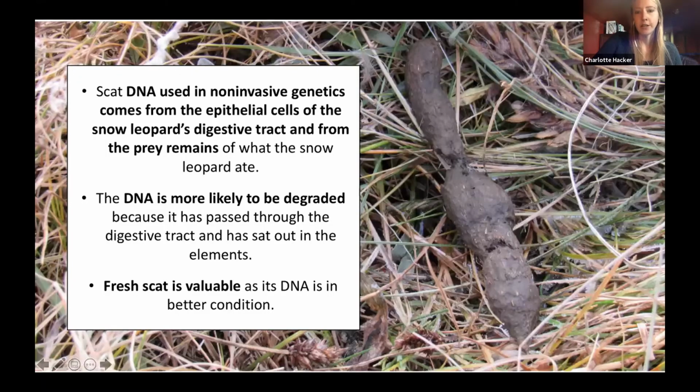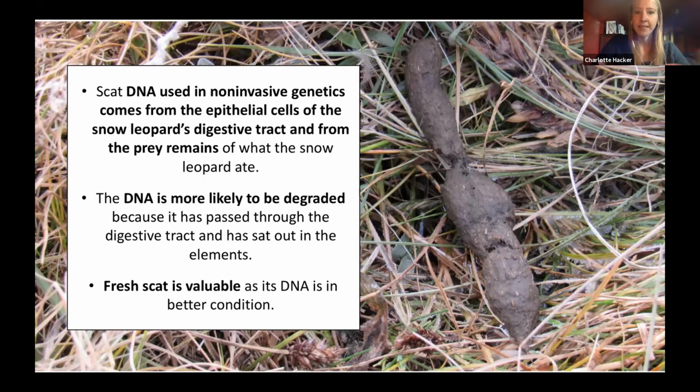So the DNA that we're actually looking at when we do non-invasive genetics that is of snow leopard origin actually comes from the epithelial cells of the snow leopard as the scat moves through its digestive tract. If we're doing something like diet analysis, then we're looking at the DNA of the prey items that the snow leopard consumed. So by the time the scat's deposited, it's already been through quite the journey. So the DNA itself has also gone through that as well.